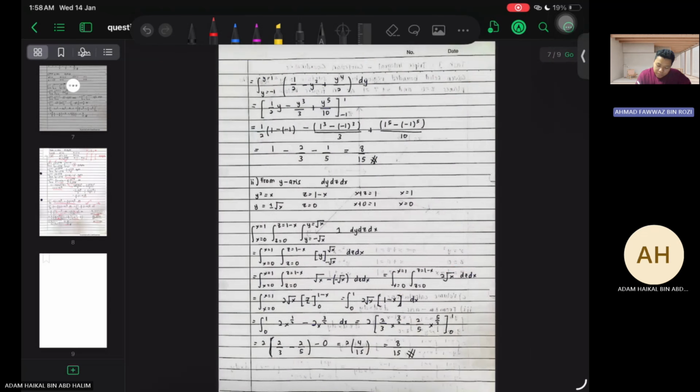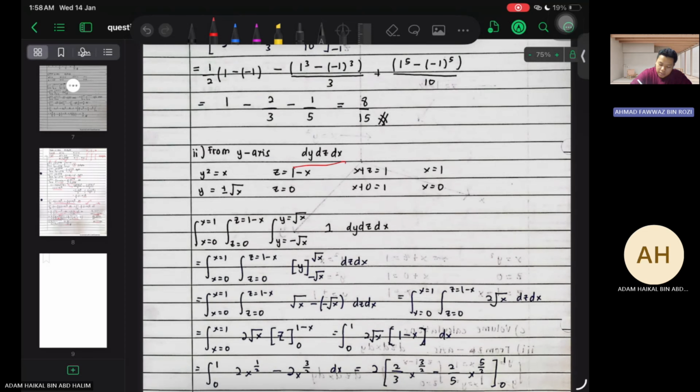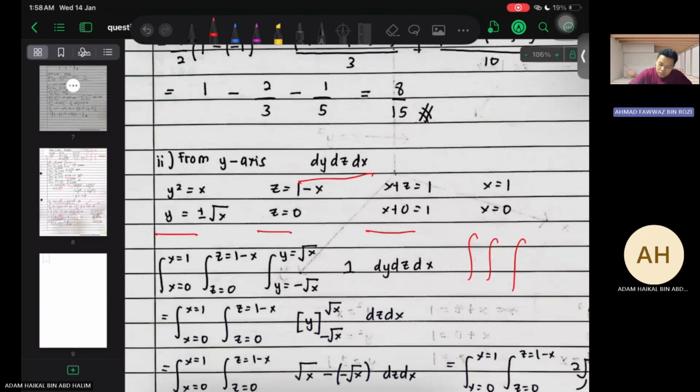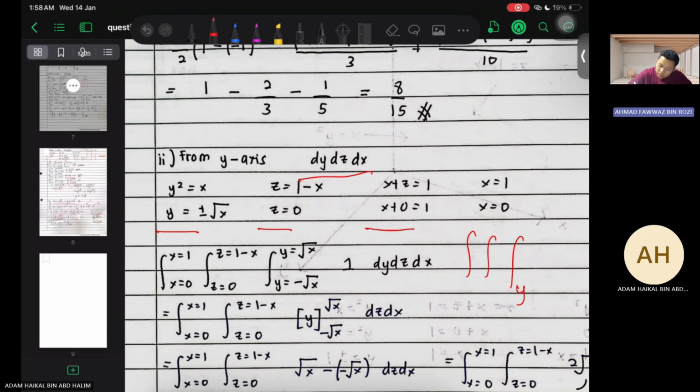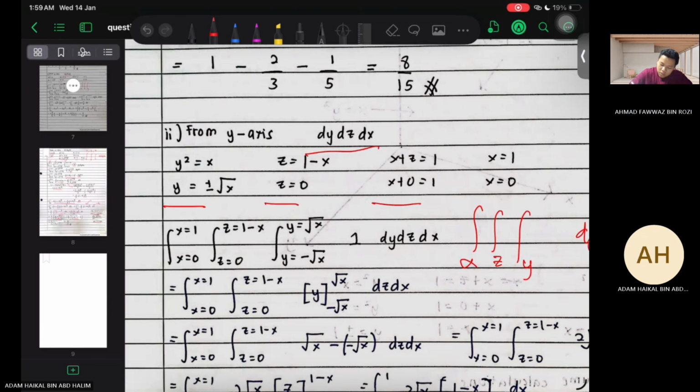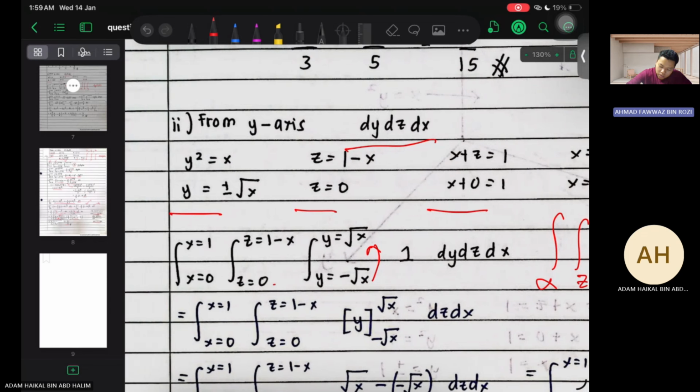Now from the y-axis, dy dz dx. So we must find y, we must find z, and we must find x to put into the triple integral. This is y, this is z, this is x, because dy, dz, and dx. From these three variables, y goes from negative square root of x to positive square root of x, z goes from 0 to 1 minus x, and x goes from 0 to 1.